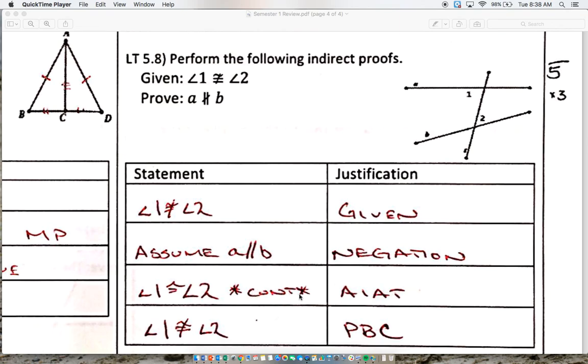But of course, this is a contradiction. You need to write that. You cannot be congruent to 2 and not congruent to 2 at the same time. So therefore, because the opposite, or the negation, was false, the original thing must be true. And so therefore, A is not parallel to B. I made a mistake there. What we're trying to prove, that's what we would put here. And that is by a proof by contradiction. And that's how you finish it out.